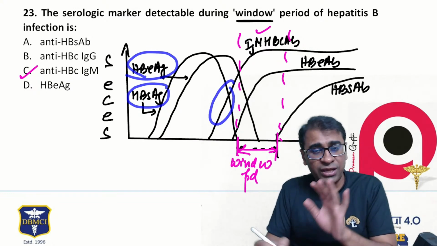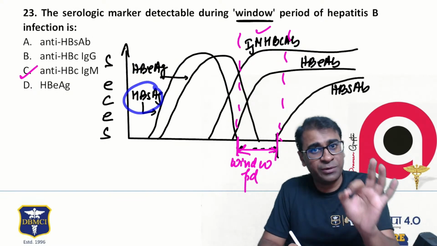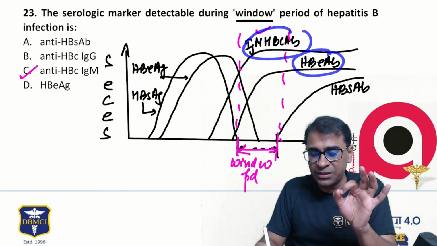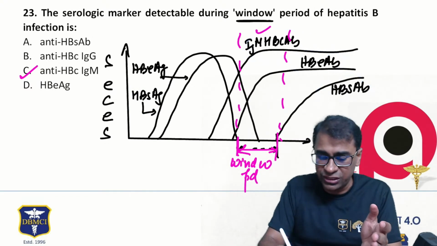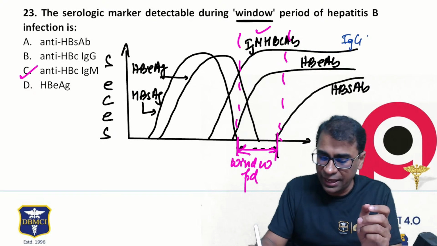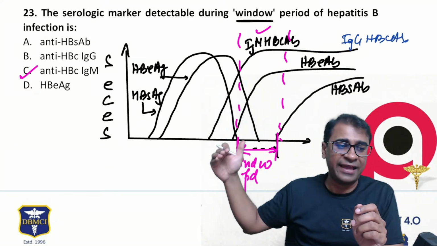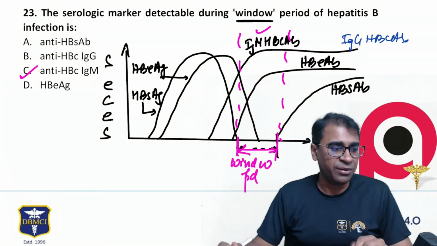There can be a question on recovery. Recovery can be recent recovery. For recent recovery, HBs antigen should be negative. If it is IgM HBc antibody with the HBe and the HBs antibody, it's a recent recovery. If it is IgG HBc antibody with the HBe antibody and the HBs antibody, it's a remote recovery or an old recovery. That is how you must remember the entire story here.